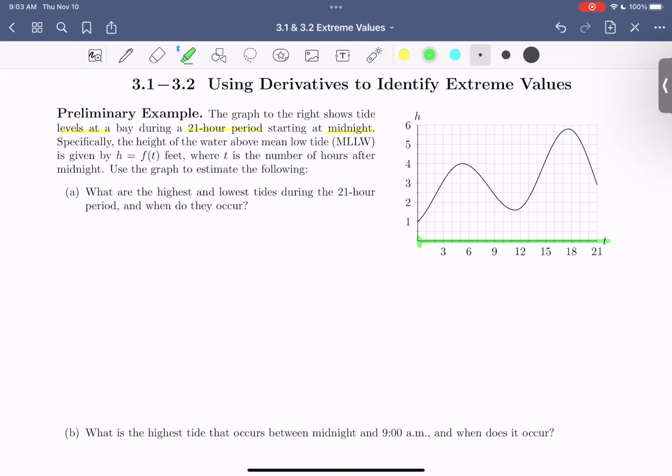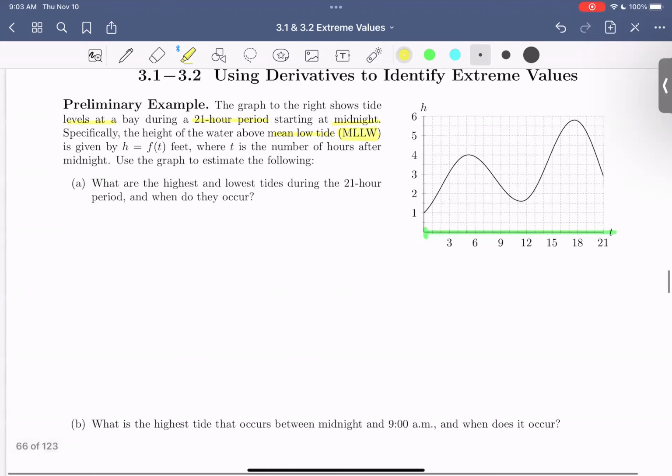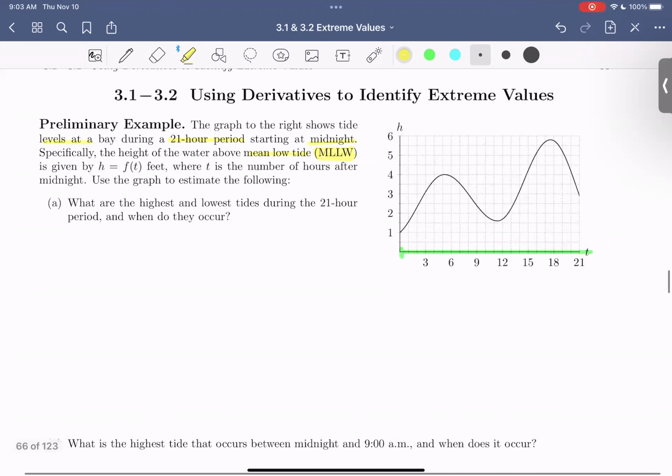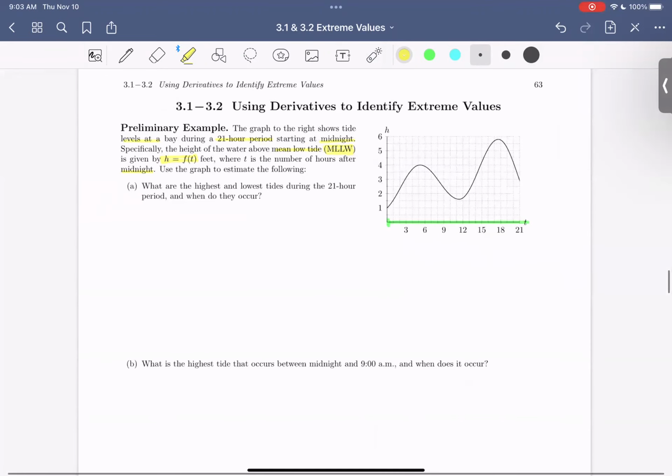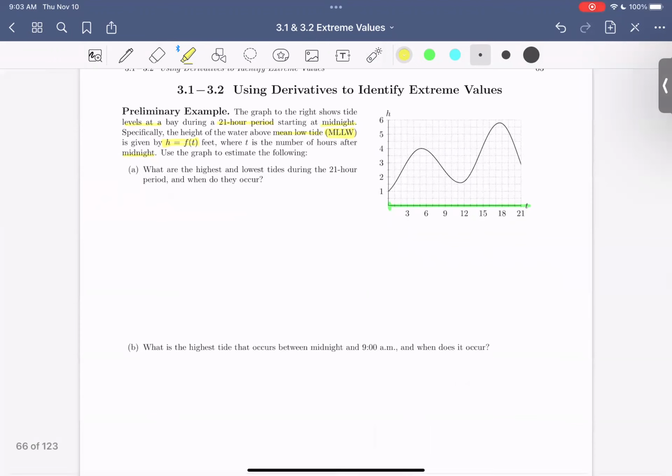Specifically, this graph shows the height of the water above what's called the mean low tide, often abbreviated MLLW, because there's two low tides in a day. So there's like a low tide and a non-low tide. So anyway, water above mean low tide is given by this function. H is f of t, where t is the number of hours after midnight. So you need to use the graph to estimate the following statements or the following values.